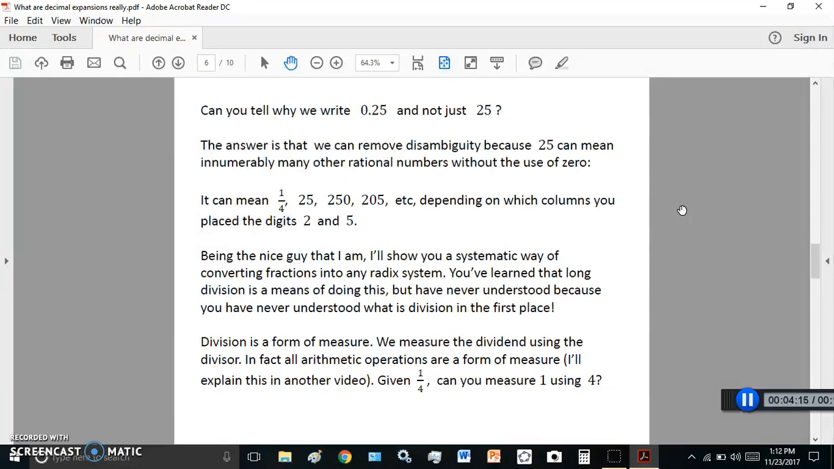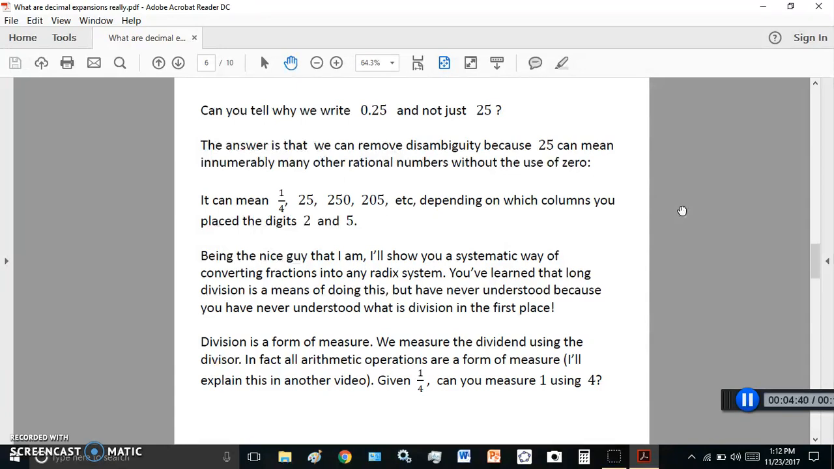It can mean a quarter, 25, 250, 205, etc., depending on which columns you place the digits 2 and 5. Now, being the nice guy that I am, I'm going to show you a systematic way of converting fractions into any radix system. You've learned that long division is a means of doing this, but never understood because you never understood what division is in the first place.